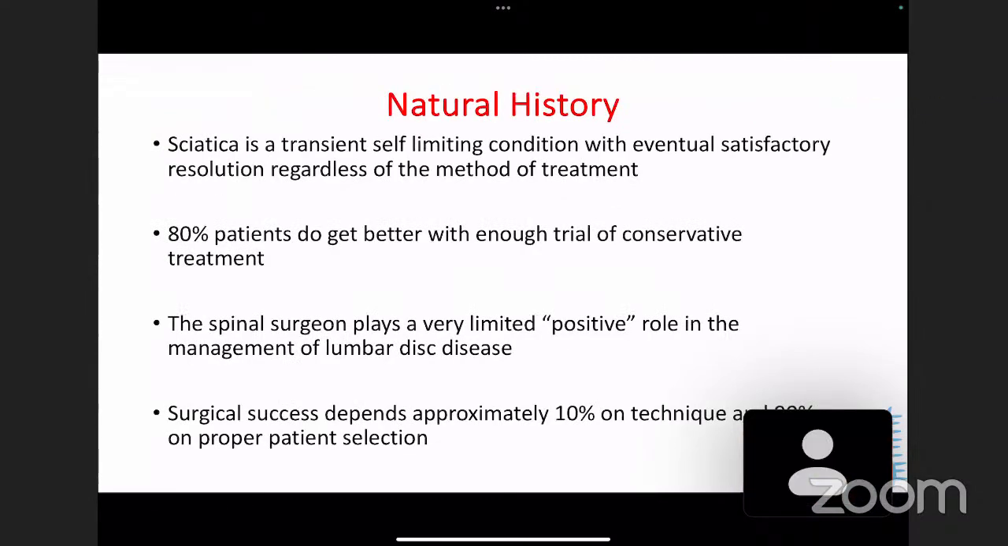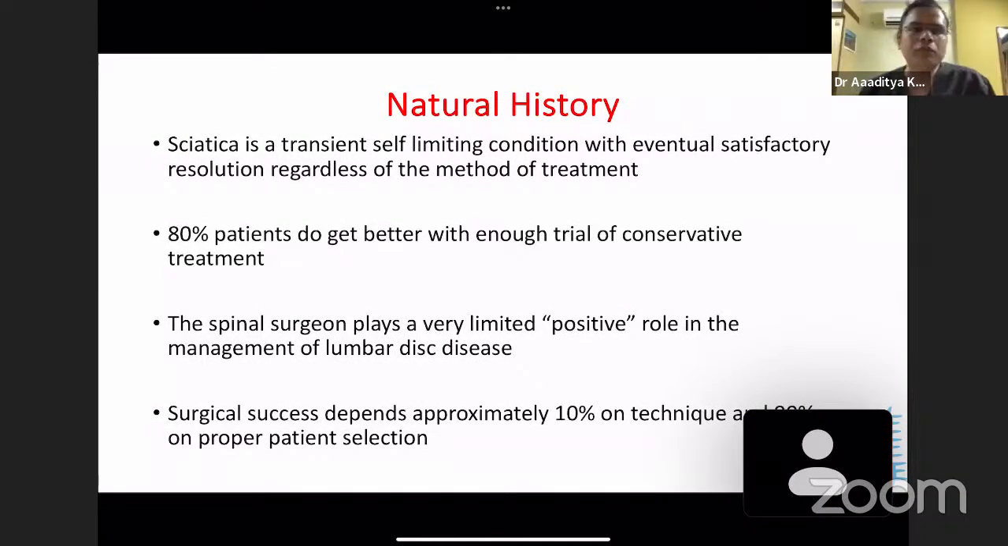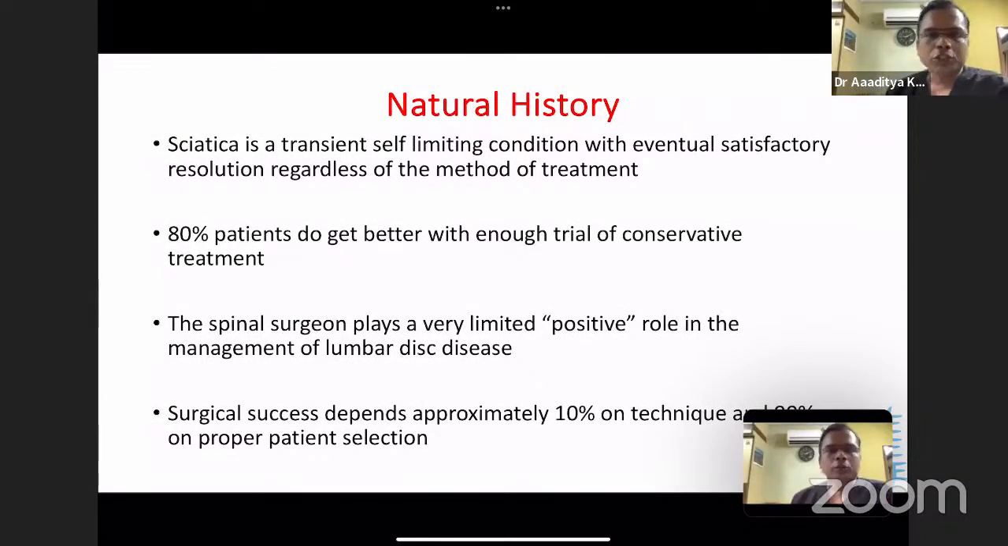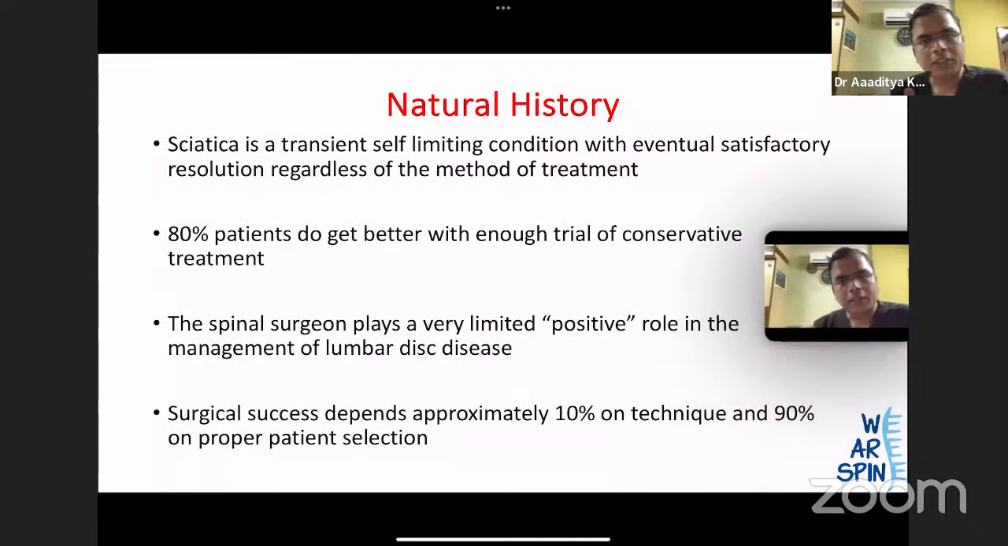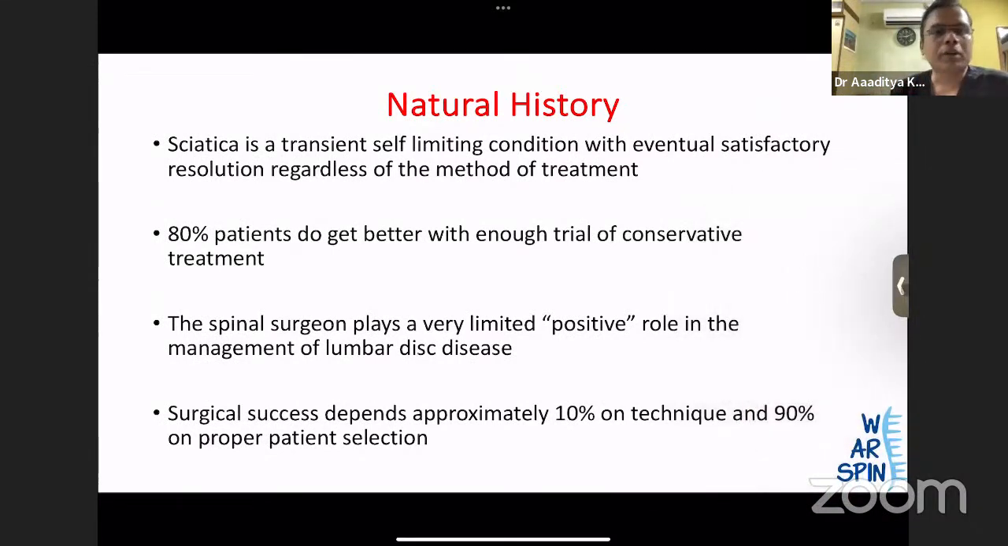If we see the natural history of disc prolapse, most of the time these are self-limiting conditions. 80% of patients do get better just with a good conservative trial. And as spine surgeons, we have a very limited positive role in the management of disc disease. Ideally speaking, for the success of our surgery, if at all we contemplate surgery on these patients, 10% is the technique which helps, but 90% is proper patient selection, which is of utmost importance.